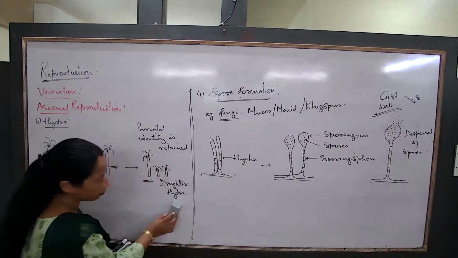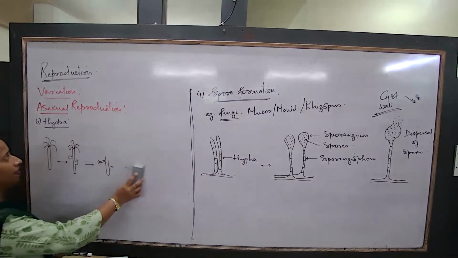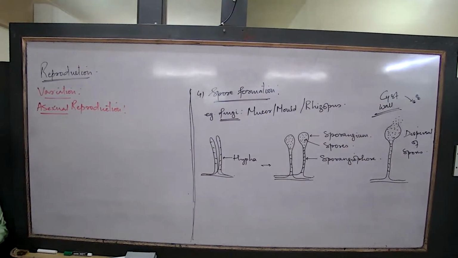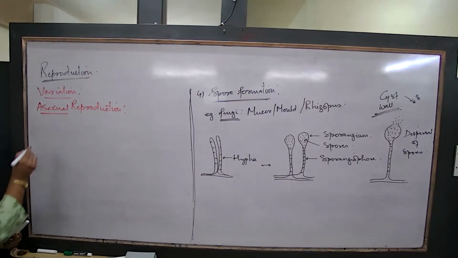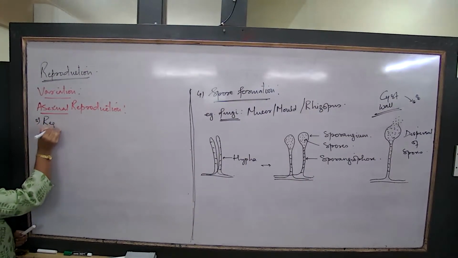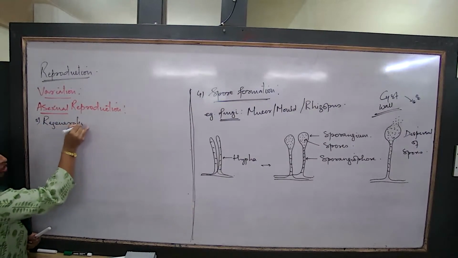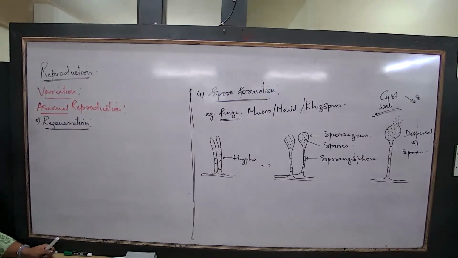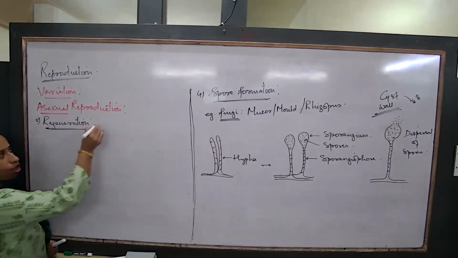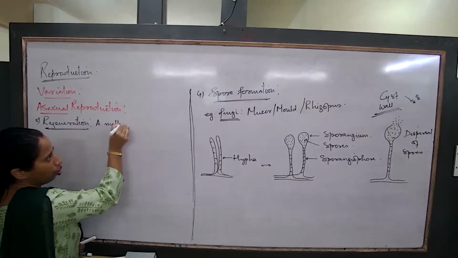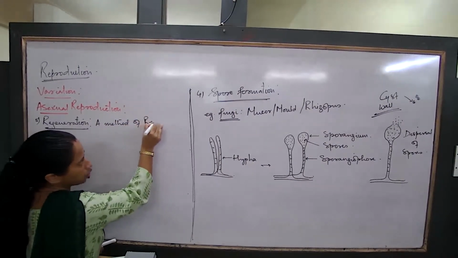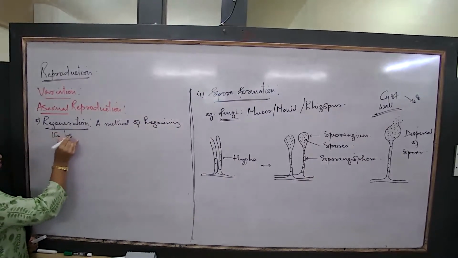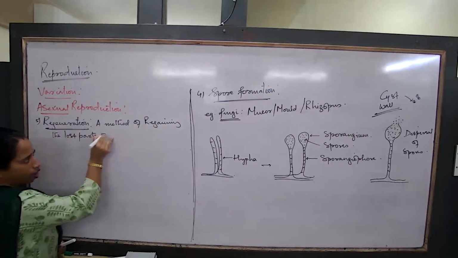Let's talk about the next method, that is regeneration. Are all the methods clear? Now how is regeneration different from the other methods? Regeneration is not actually a method of asexual reproduction, but it is a method of regaining the lost parts of the body.